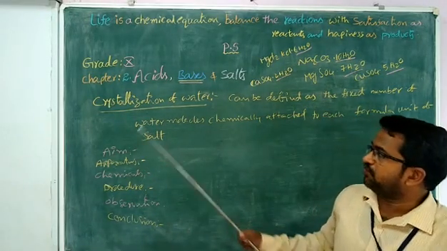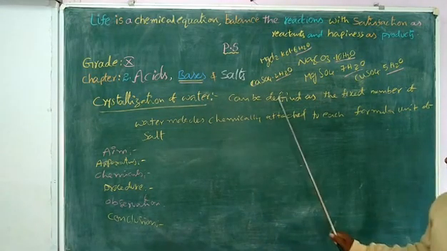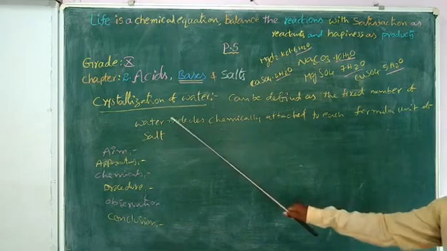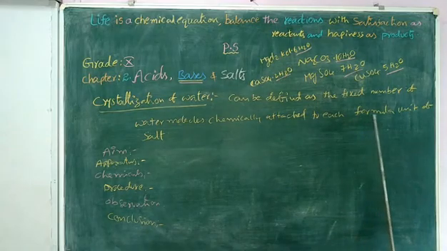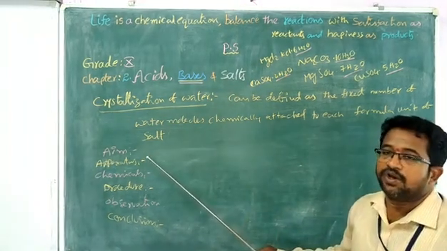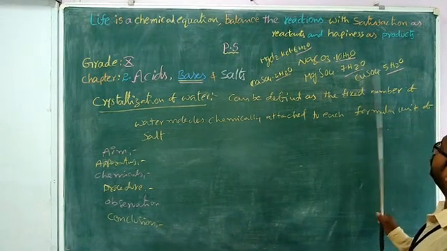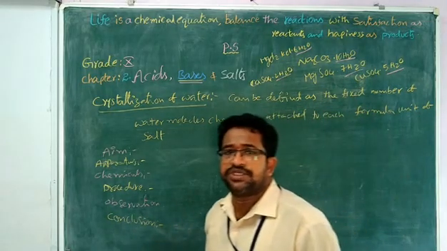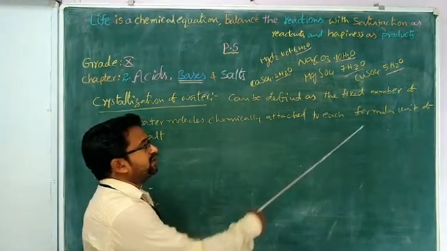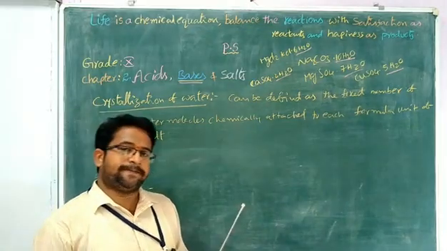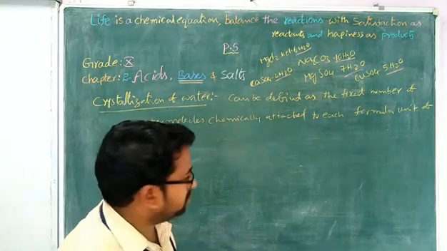So for this crystallization of water, first we should know the definition. Crystallization of water can be defined as the fixed number of water molecules chemically attached to each formula unit of a salt. You take a unit of salt, and to that unit of salt a number of water molecules are attached. That is what we call crystallization of water. Is the definition clear? Right.